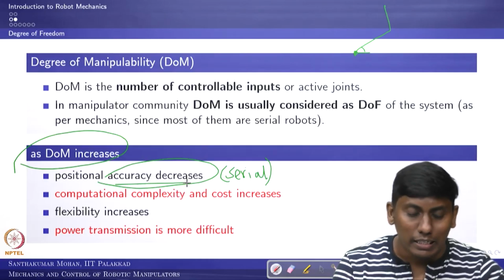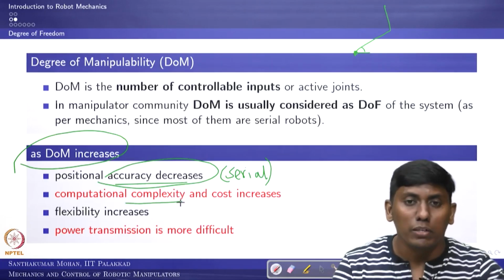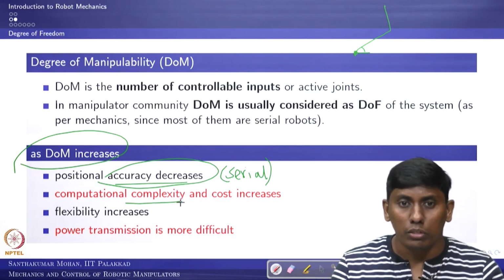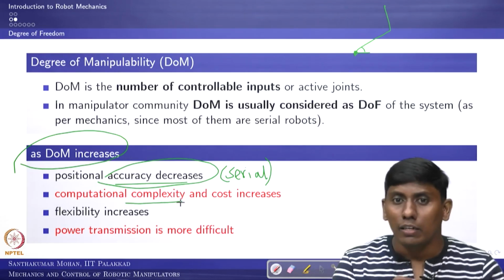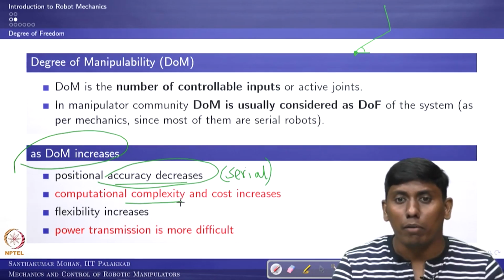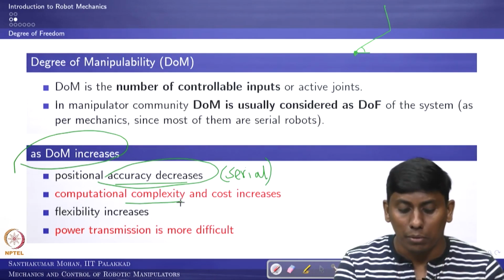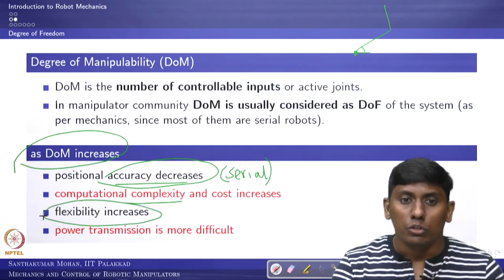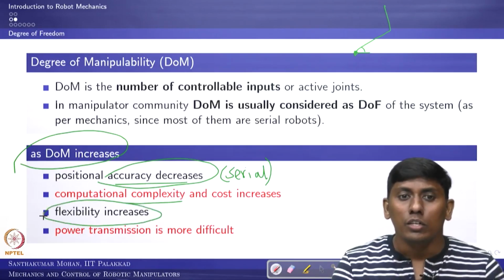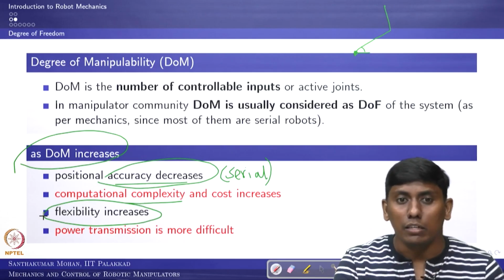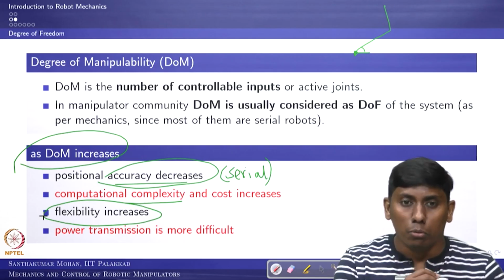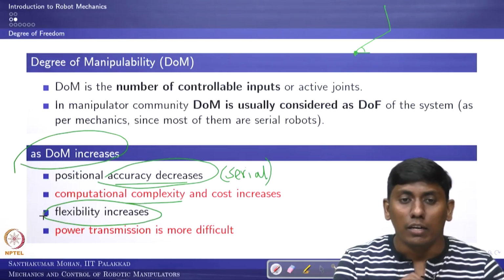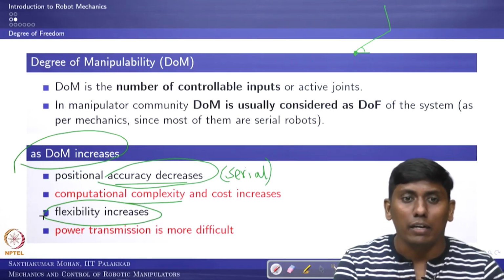So if you keep increasing the degree of manipulability, the positional accuracy decreases. Similarly, the computational complexity and cost increase because you are increasing the number of controllable inputs, in the sense the number of additional components. But the benefit you get is flexibility. You get a hyper redundant, flexible condition: the conventional holonomic robot cannot do some things, but a hyper redundant or redundant robot can.